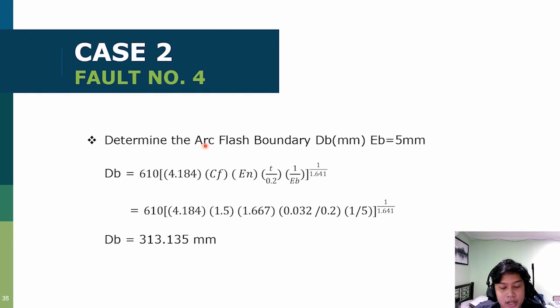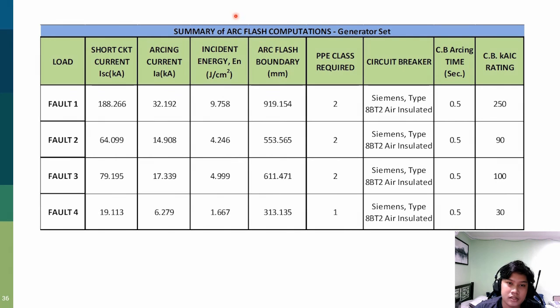Now we determine the arc flash boundary dB in millimeter. The value of EB is 5 millimeter. So this is the formula. Substituting the variables we have, the result is 313.135 millimeter. So this is the summary of arc flash computation for the generator set.